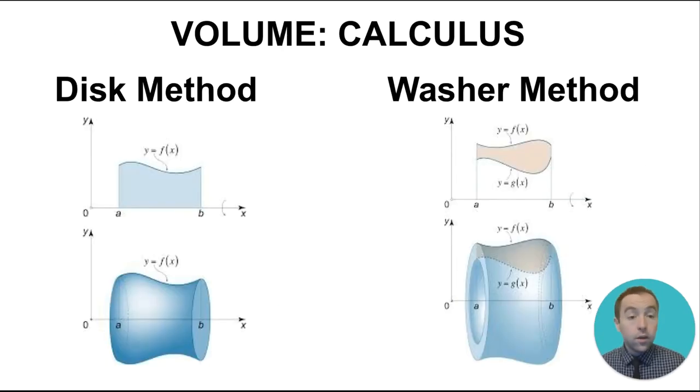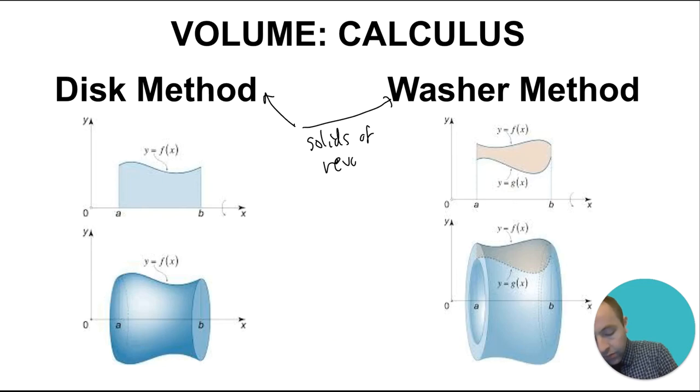In addition to the slice method, the disk method and washer method are methods for finding volumes of three-dimensional solids. Both the disk method and washer method are methods for finding volumes of solids that we call solids of revolution. That means that you're revolving an area of a region around some axis, and then it creates a three-dimensional solid.